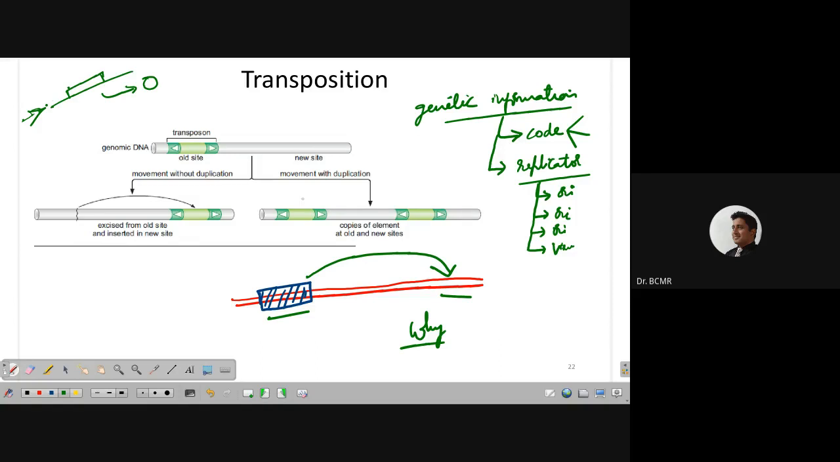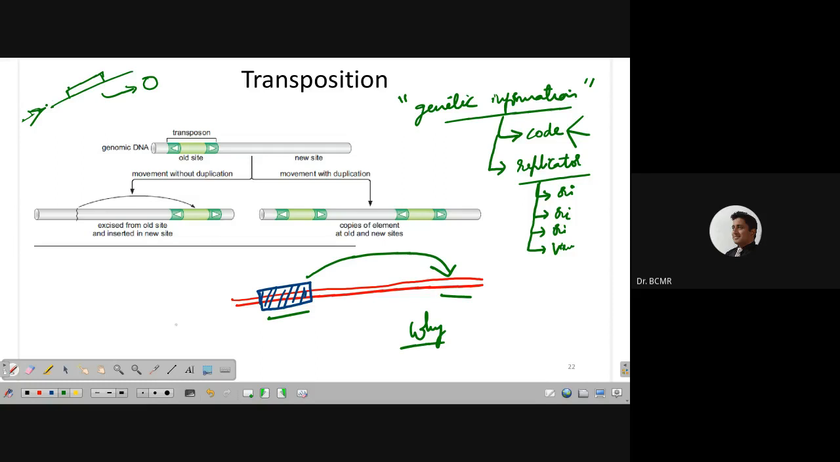So the problem is with genetic information, right? And here are transposons. These genes can move from one side to the other side, and there are two broad mechanisms.